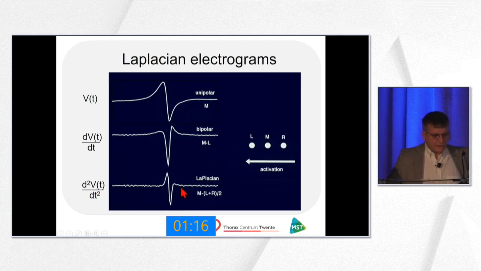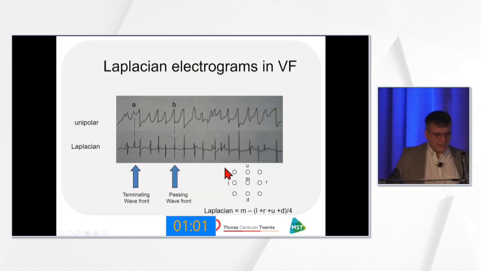And the nice thing is that you even have less remote content, and that the unipolar morphology is sort of restored in the Laplacian electrogram, so you can again make more deductions on the morphology of the electrogram. Well, how can you use that in practice?